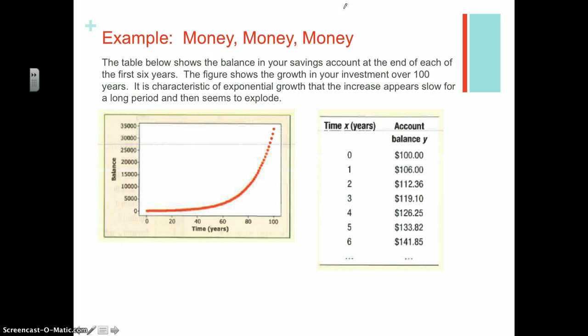So what you're seeing is that rapid growth that you'll always see with exponential. It starts off kind of slow, but then it takes off really quickly at a certain point. So the table below shows the balance in your savings account at the end of each of the first 6 years. The figure shows the growth in your investment over 100 years. It is characteristic of exponential growth that the increase appears slow for a long period and then seems to explode. So that's this part up here.